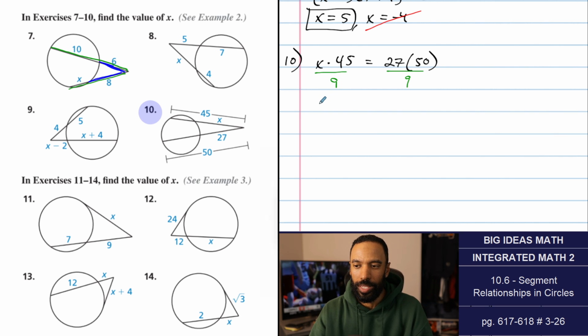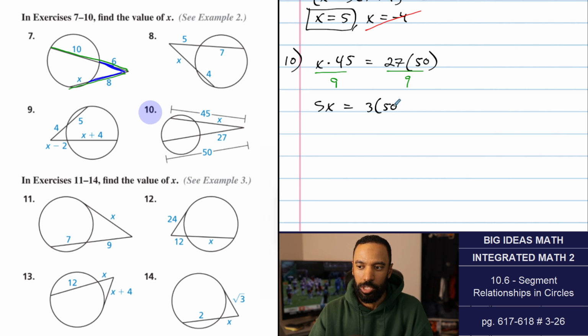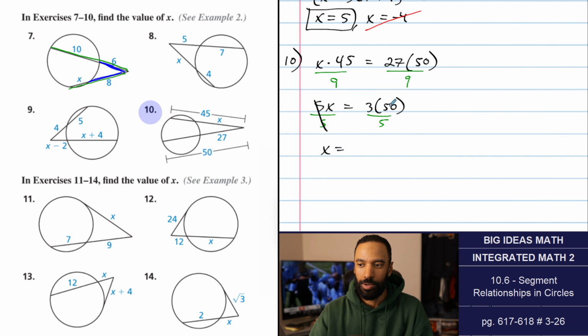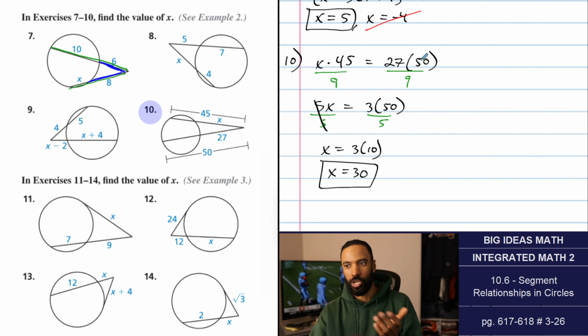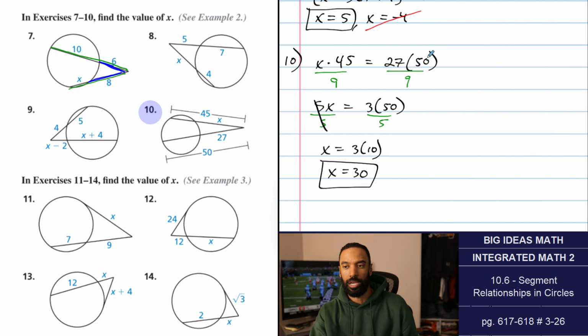I'm going to shrink this a little bit. I get 5x equals 3 times 50. That's pretty good. Heck, I can divide these by 5 now instead of multiplying that. I know it's not necessarily faster, but it does work. I get x equals 3 times 10. So x equals 30. See, there are other ways you can work that out to shrink it if you don't have a calculator, you don't want to work out big numbers.